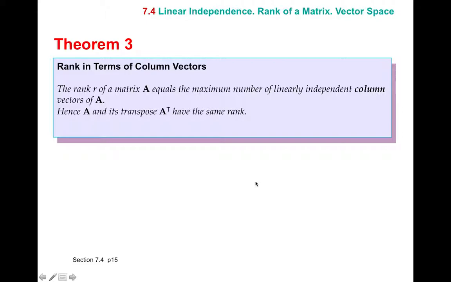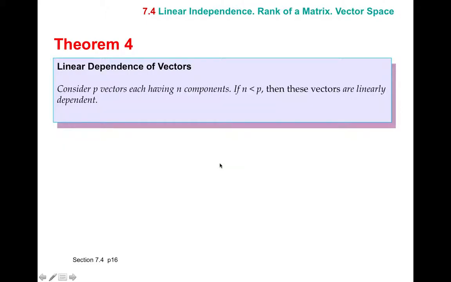Theorem 3 says that the rank of a matrix A equals the maximum number of linearly independent column vectors of A. And because of that, A and its transpose are going to have the same rank. Theorem 4 tells us to consider p vectors each having n components. If n is less than p, then these vectors are linearly dependent.